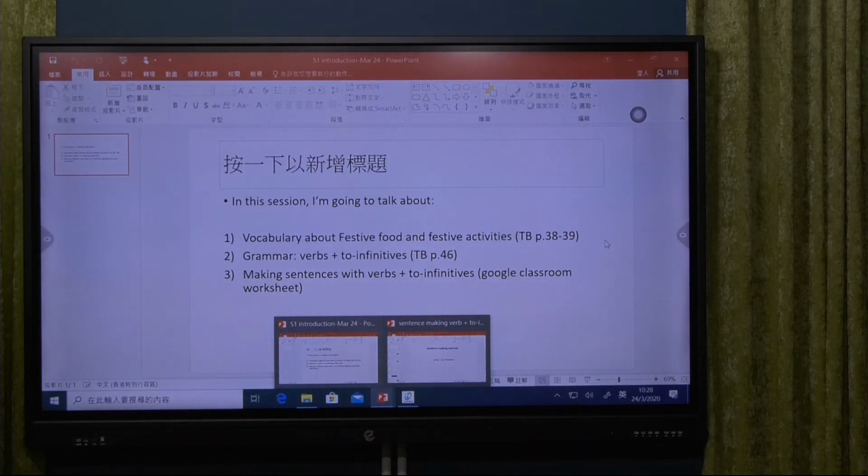In this session, I'm going to talk about the vocabulary about festive food and festive activities, and the grammar about verbs and to infinitives. And then you will make sentences with verbs and to infinitives. You can get the exercise from your Google Classroom. Now you shall have your textbook in your hand. Please turn to page 38.